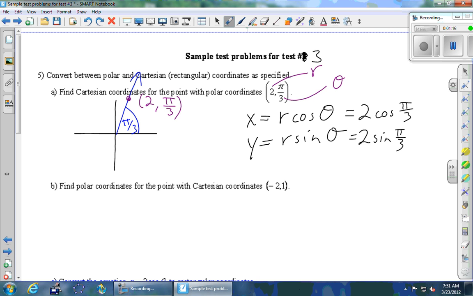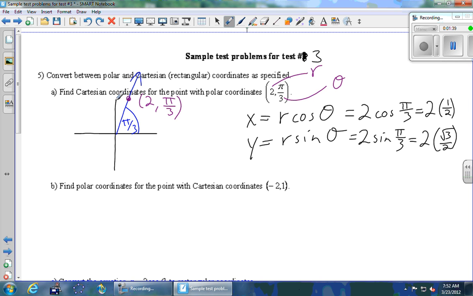Now, if you see an angle that's familiar, like pi over 3, assume that I'm looking for an exact kind of thing on the unit circle as opposed to typing these things into the calculator. So go ahead and check out the unit circle. I think that the cosine of pi over 3 is 1/2. So this is 2 times 1/2. And the sine of pi over 3 is √3 over 2. So we get 1, and we get √3.